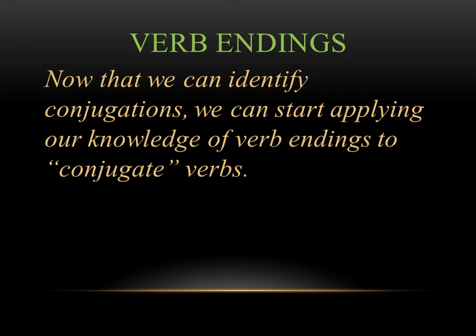Now that we can identify conjugations quickly and easily, we want to start applying what we already know about verb endings in order to conjugate verbs. And what we mean by conjugating a verb is taking it and putting it into its different persons. So first person, second person, third person, singular and plural.